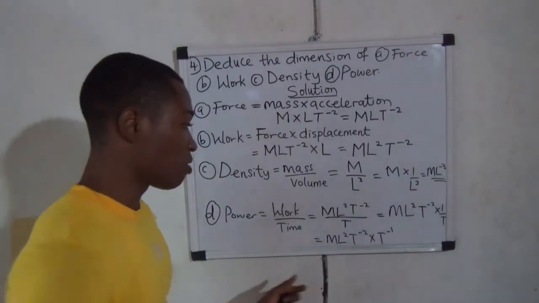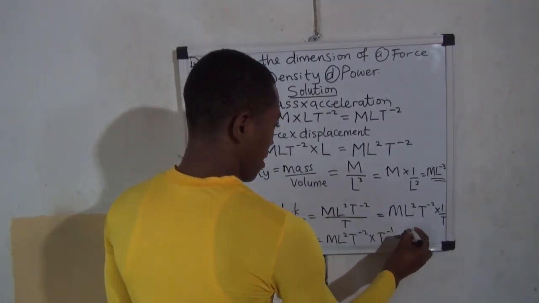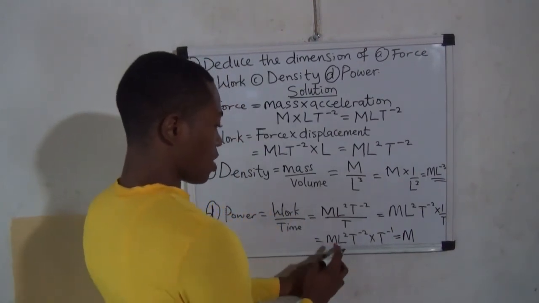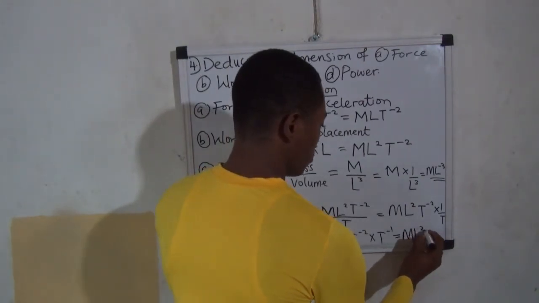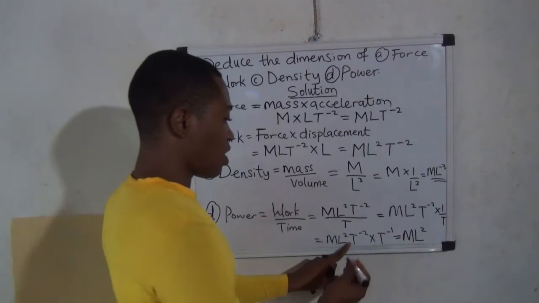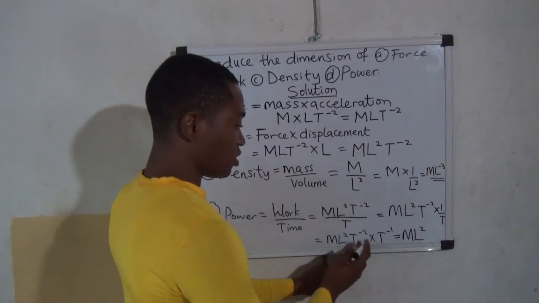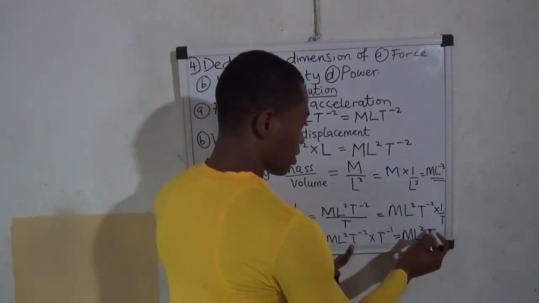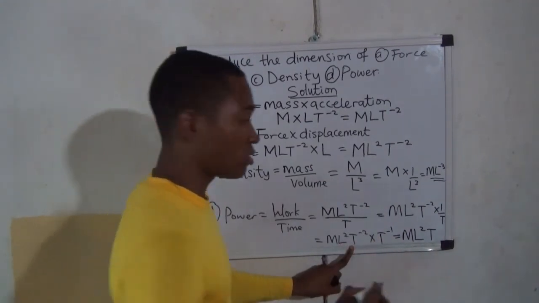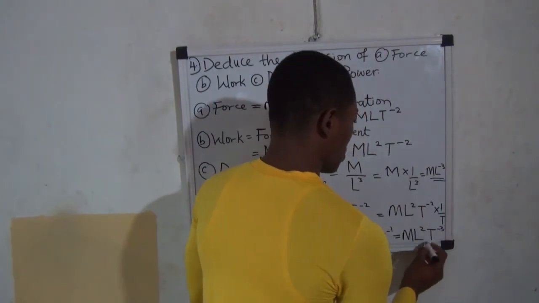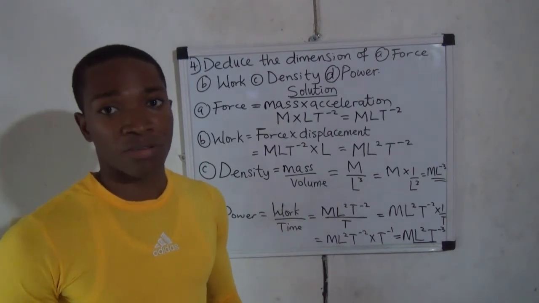According to the law of indices, you can combine this to get M, since M appeared once. L also appeared once, L raised to the power of 2. T appeared twice, we have T raised to the power of minus 2 multiplied by T raised to the power of minus 1. So we write only one T, then we add the powers, minus 2 plus minus 1, that's equal to minus 3. So this is the dimension of power, M L squared T raised to the power of minus 3.